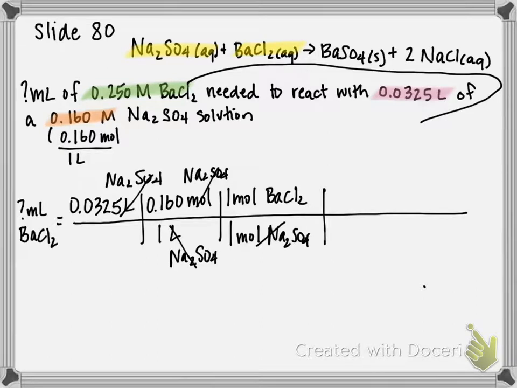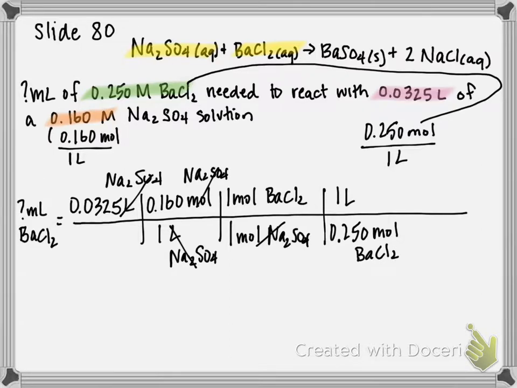Now remember, molarity is like saying I have 0.25 moles per 1 liter. So to get rid of moles of barium chloride, I'm going to divide by the molarity. So it's 0.250 moles barium chloride per 1 liter of that barium chloride solution. So that cancels out moles of barium chloride.